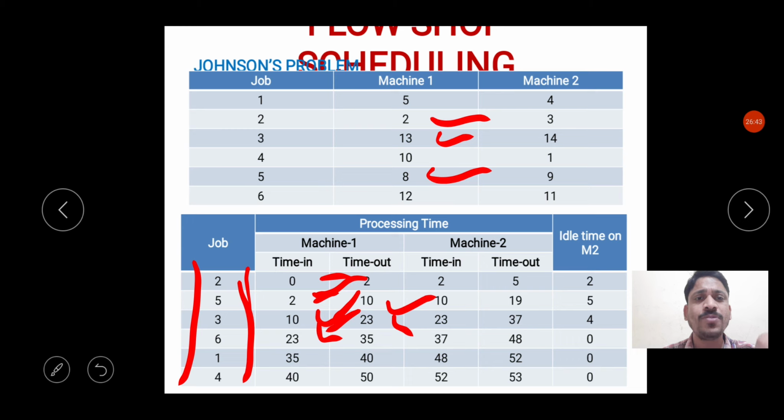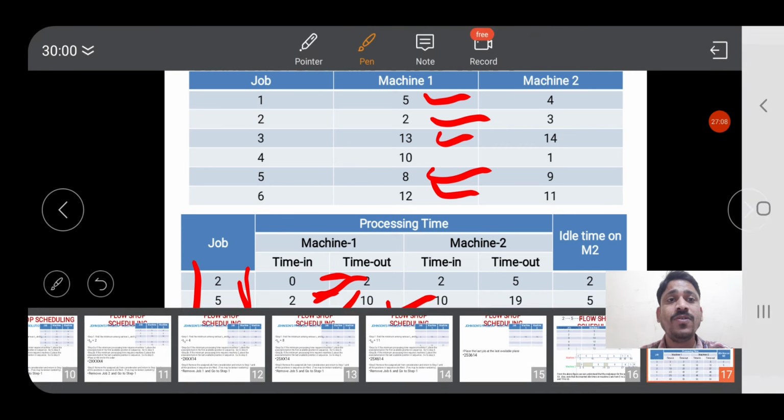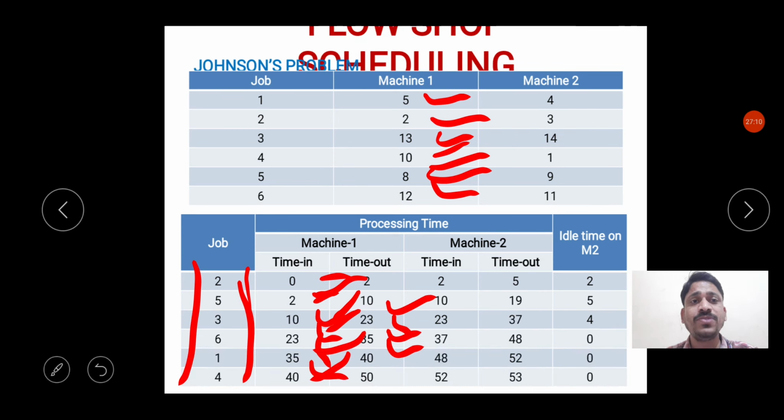So the next job is job 6. Job 6 starts at 23 and it is for 12 hours. So it will be finished at 35. And immediately at 35 the next job will be started, and the next job is job 1. Job 1 on machine 1 is for 5 hours. So at 40 hours it is finished. And the only job remaining is job 4, which can be started immediately after 40 hours. Job 4 is for 10 hours on machine 1. So 40 plus 10 is 50 hours. So all jobs are finished.